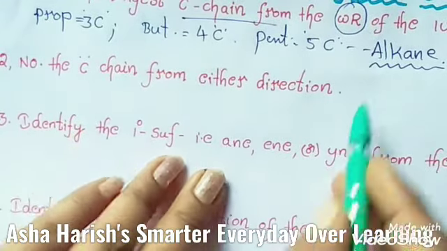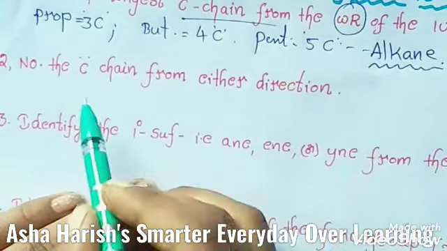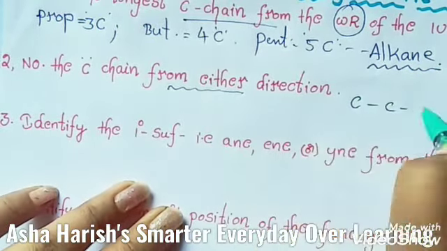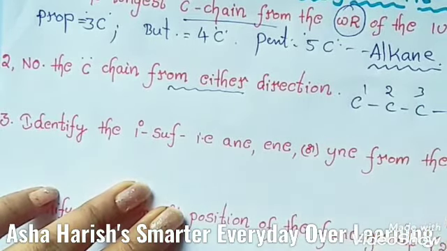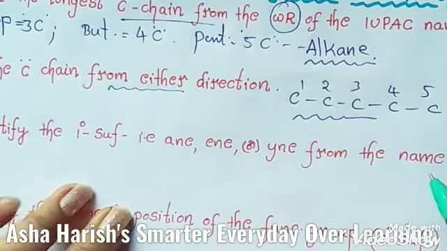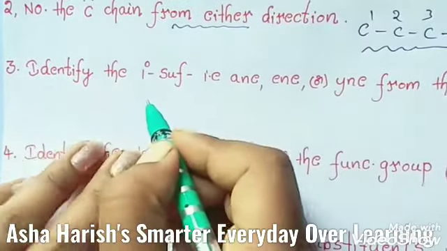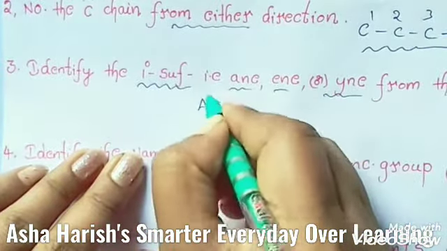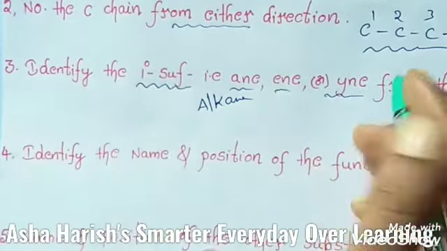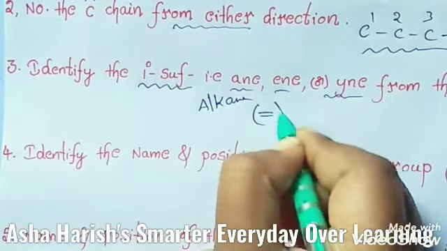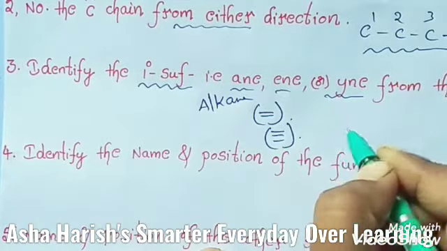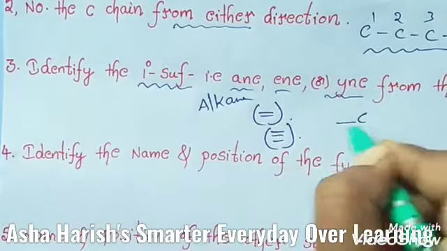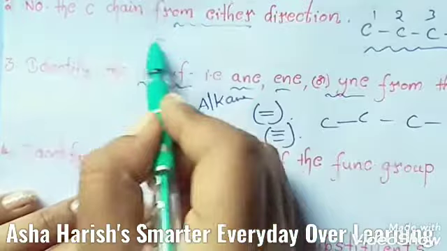Second rule for writing the structural formulae based upon the IUPAC name: number the carbon chain from either direction. That means you have to study in which way we give numbering to these particular carbon atoms. The third rule is to identify the primary suffix: ane, ene and yne, belonging to the alkane, alkene and alkyne groups. From the name of the organic compound, if the compound contains a double bond or a triple bond, identify its position and put the double bond or triple bond at its right position along the carbon chain.